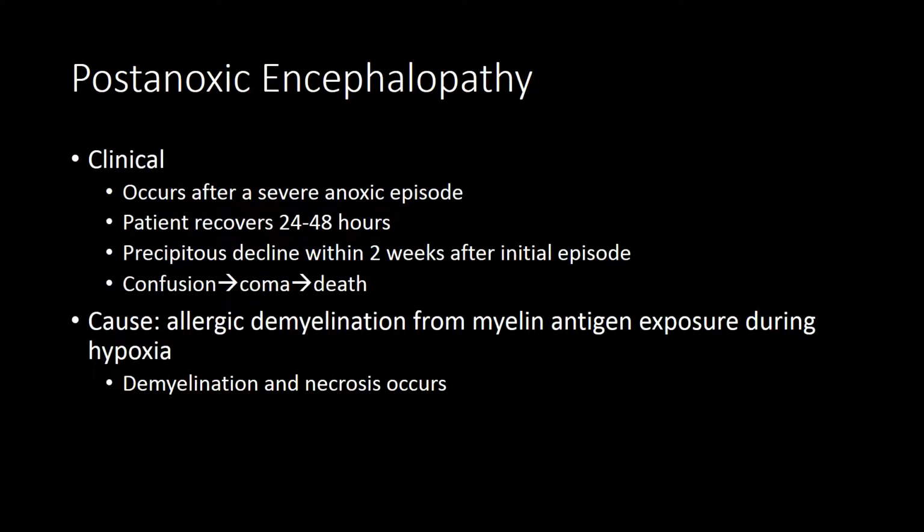We'll talk about post-anoxic encephalopathy, which is an interesting clinical condition that occurs after a severe anoxic episode. Patient typically recovers about a day or two after the severe anoxic episode, but then goes on to have precipitous decline about 2 weeks after the initial episode. These patients progress from confusion to coma and then death. The cause is believed to be allergic demyelination from myelin antigen exposure during hypoxia, and then patients have demyelination necrosis that occurs.